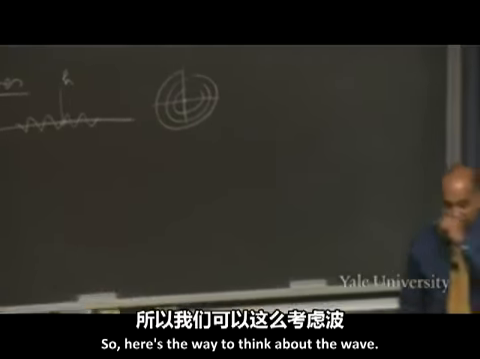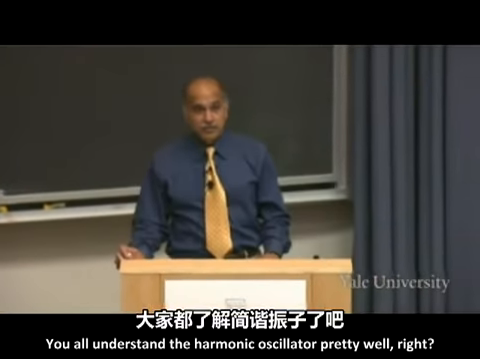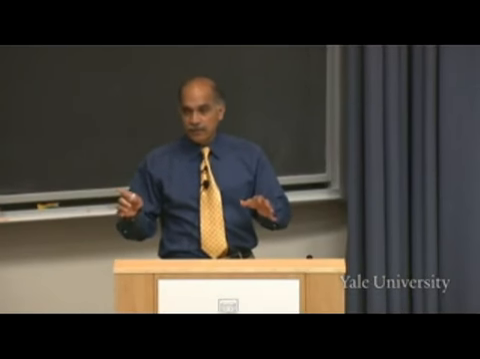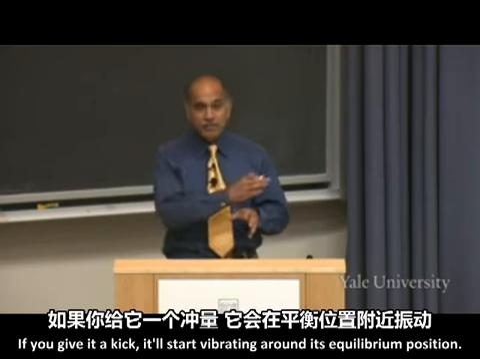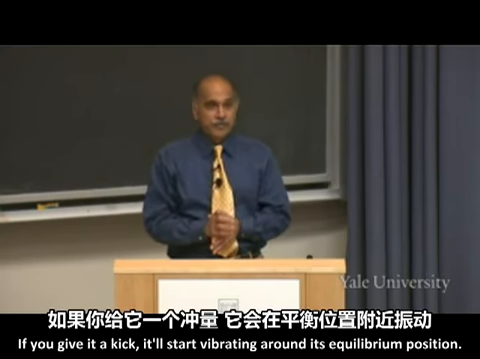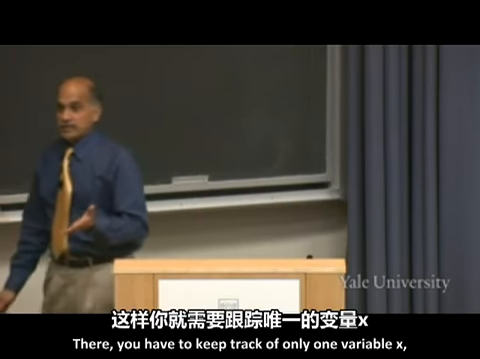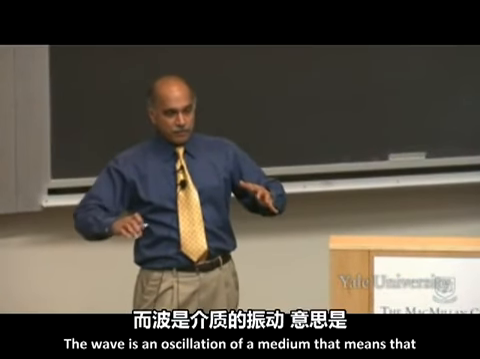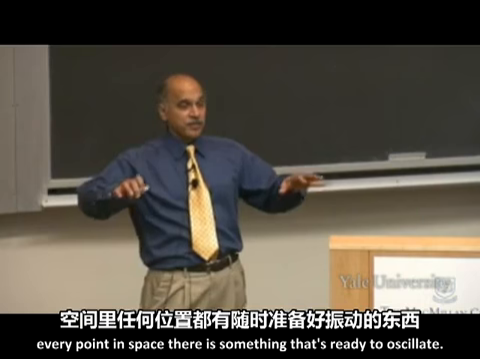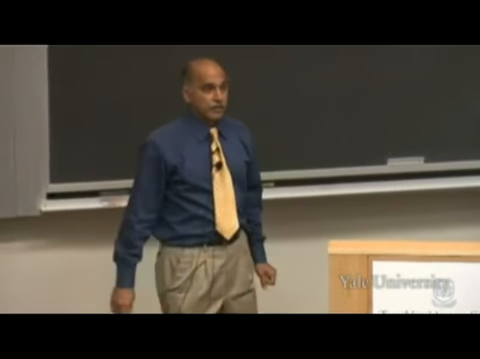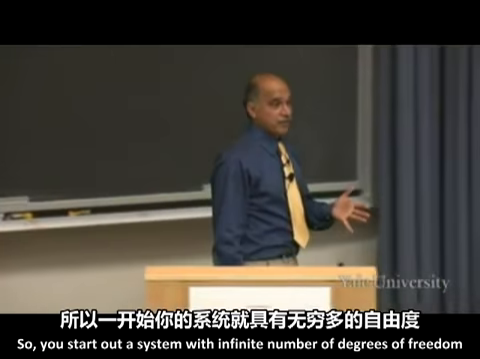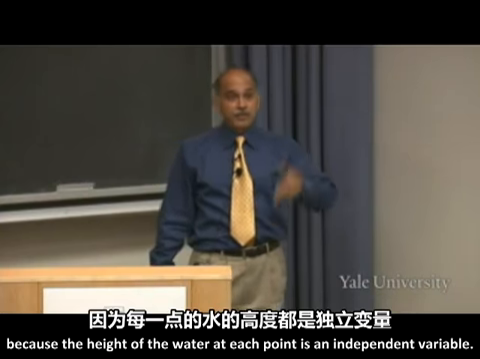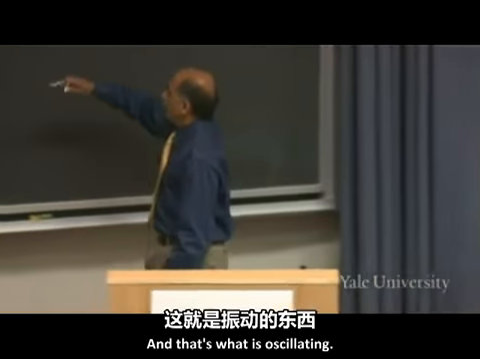So here's the way to think about the wave. You all understand the harmonic oscillator pretty well, right? Mass and spring system in equilibrium will sit there forever. If you give it a kick, it'll start vibrating around its equilibrium position. There you have to keep track of only one variable, x, which is the location of the mass. The wave is an oscillation of a medium. That means at every point in space there is something that's ready to oscillate. So it's not a system with 1 degree of freedom. It's a system with an infinite number of degrees of freedom, because the height of the water at each point is an independent variable. It can jump up and down with time. And that's what is oscillating.